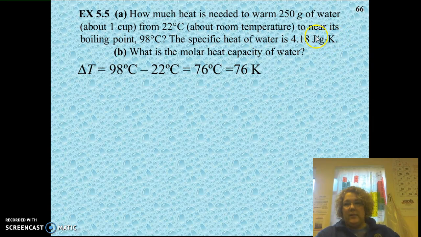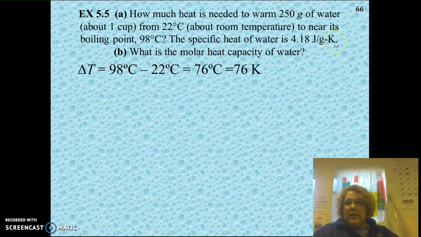Remember, whenever you see something slash something, you set that up as a fraction, as a conversion factor. So we have joules on top, and that's what we want to know, how much heat. We want joules. We have grams on bottom, and we want to cancel it. How would I cancel grams since they're on the bottom? I'd multiply by grams, multiply by that 250, and then grams would cancel.